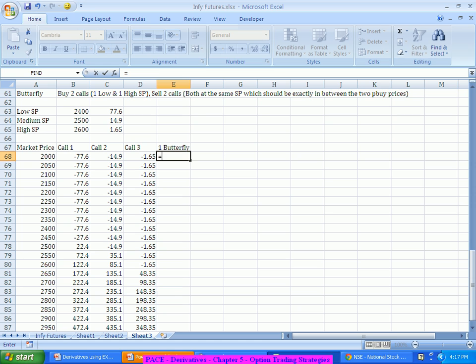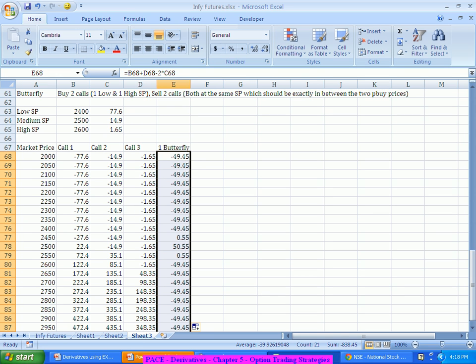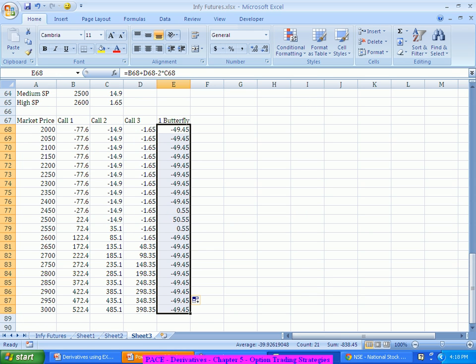So here I will say equal to, the first one is buy, so I will put this, plus the third one is also buy, I will put this. The second one, there are 2 units of sell. So I will put minus 2 into the middle one. That's it. So this is what is going to be my payoff. I can drag it across. This is what is going to be my payoff. So in this case, I can start looking at this diagram.